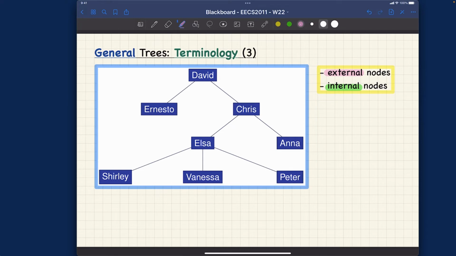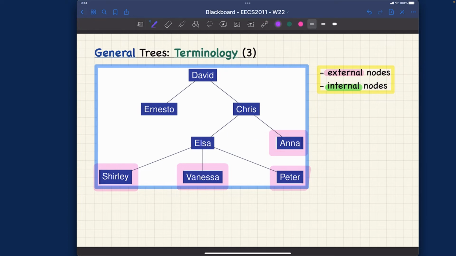External nodes are not necessarily at the bottom. Think about all the nodes without any children. That will be Shirley over here without any children, and also Vanessa, and also Peter, and also Anna. You can see the external nodes are not necessarily at the bottom of the tree. Anna, being an external node, is not really at the bottom per se.